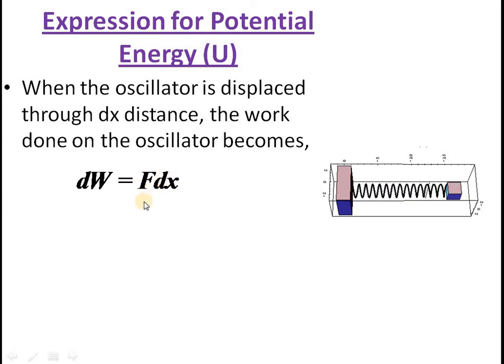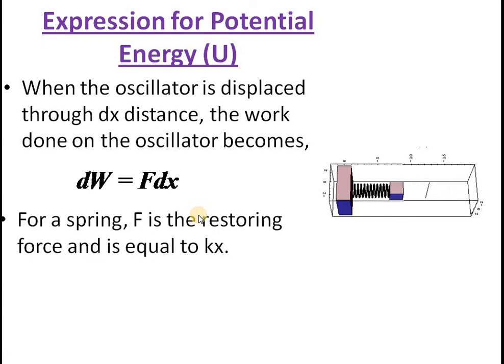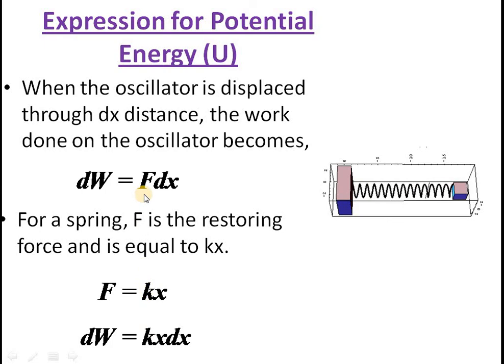So the work done on the spring to displace it by a small amount dx will be F dx. In the case of a spring, we know that the restoring force developed inside the spring is proportional to the displacement x, so the restoring force is equal to kx. So this small f in the equation we can replace with kx. So the elementary work done dW will be equal to kx dx. Now you can imagine that the body is moved from some position 0 to some distance x.